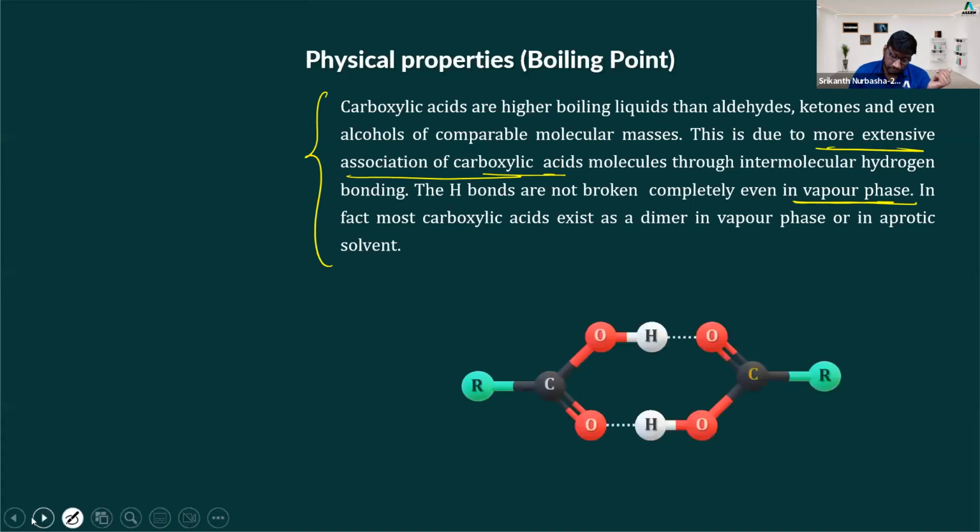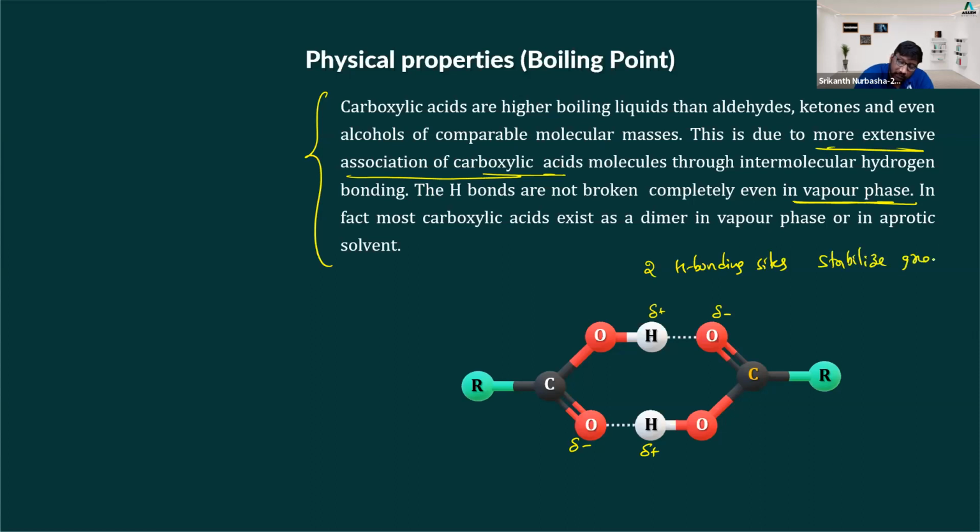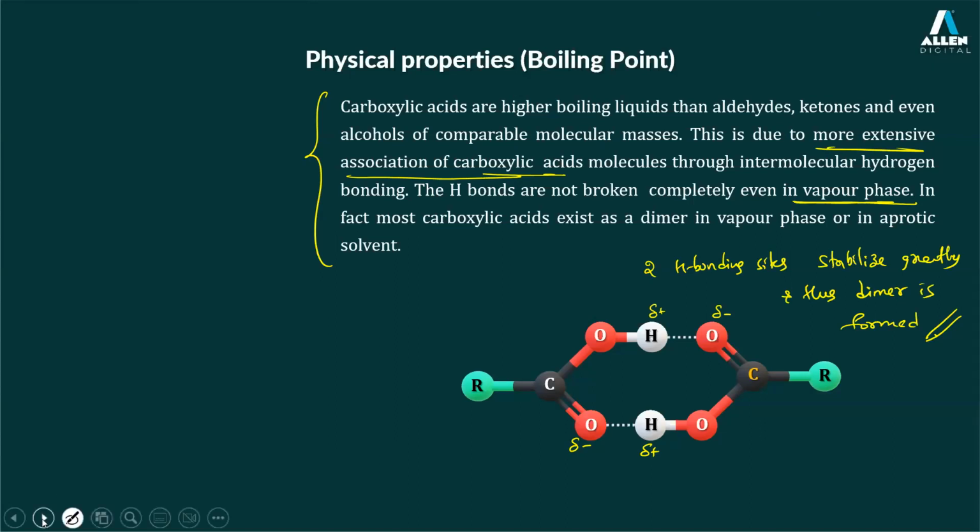Okay. So this is how the partial negatively charged oxygen develops attraction with the partial positively charged hydrogen. The partial negatively charged oxygen from the C double bond O develops an electrostatic force of attraction with the partial positively charged hydrogen. Due to this intermolecular hydrogen bonding, two hydrogen bonding sites are there. Two hydrogen bonding sites stabilize greatly, and thus a dimer is formed. Is that clear, students? Yes, sir.